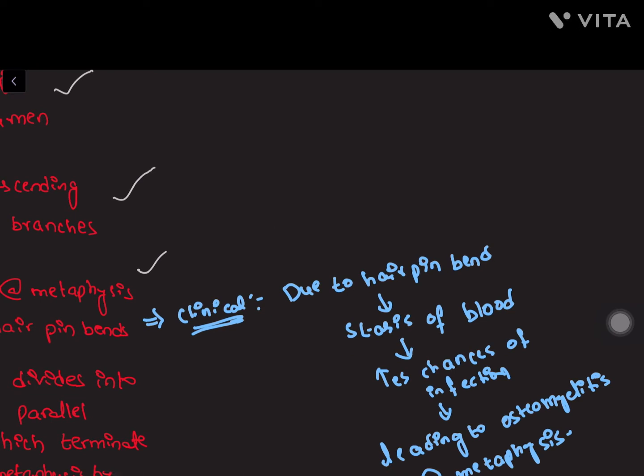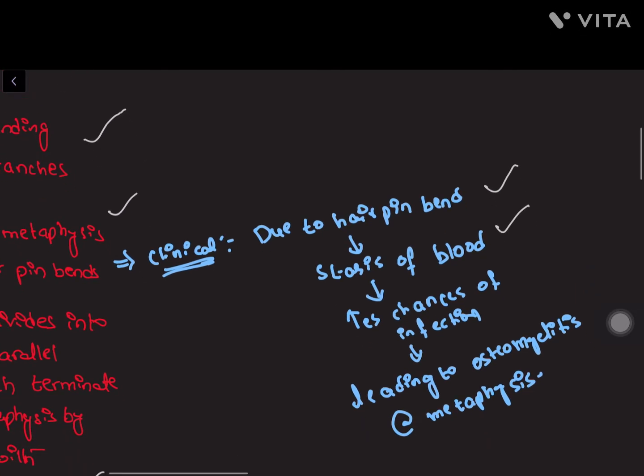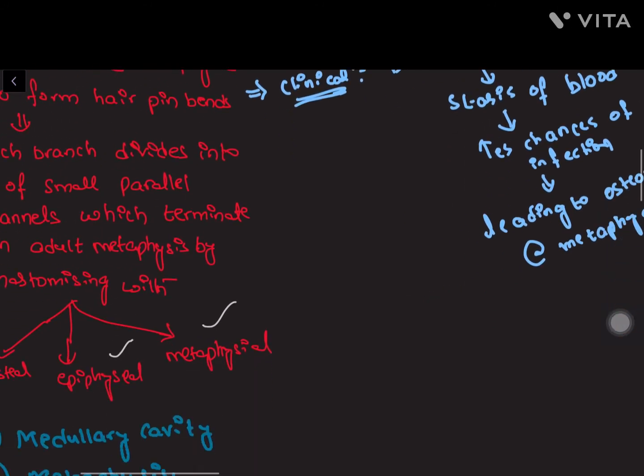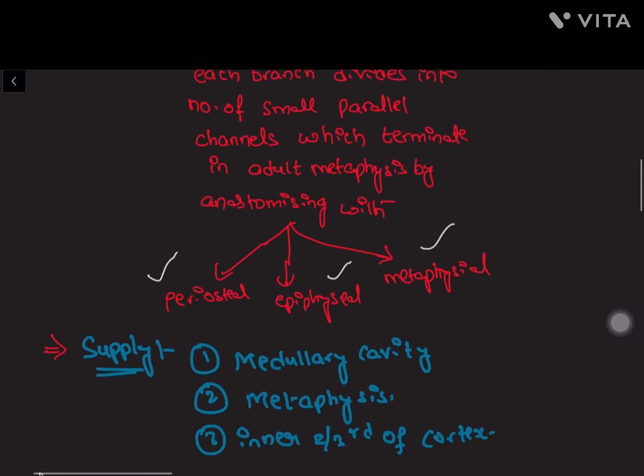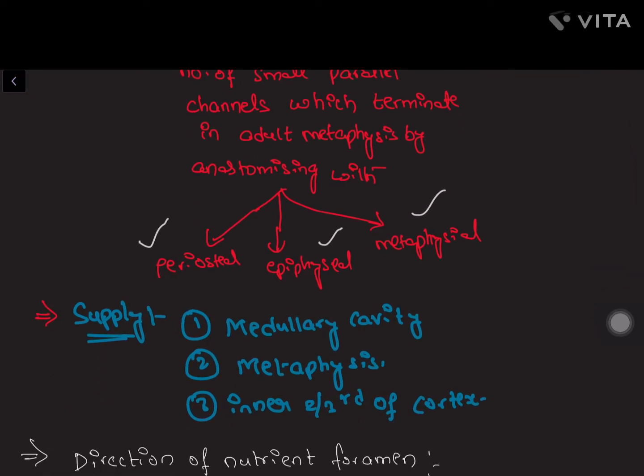Due to the hairpin bend, there will be a decrease in the blood flow, that is stasis of the blood, and it leads to an increase in the chances of infection. And this is the most common reason for osteomyelitis in children at the metaphysis. What is the supply of the nutrient artery? The nutrient artery supplies the medullary cavity, metaphysis, and inner 2/3 of the cortex.